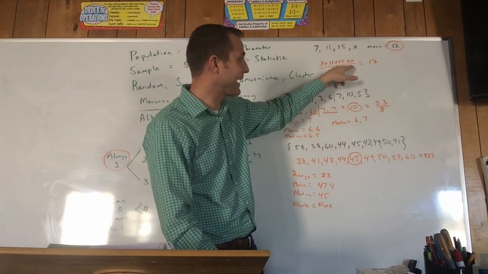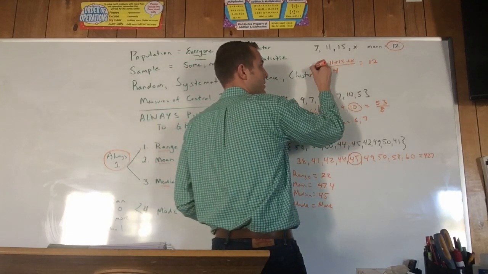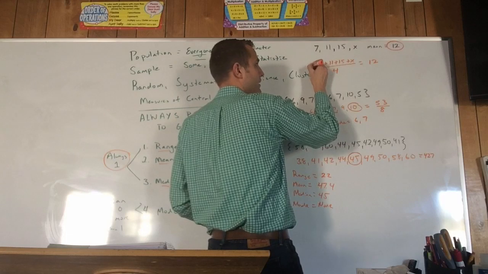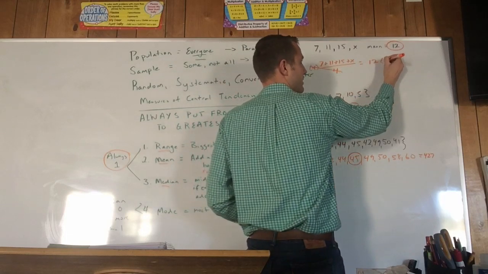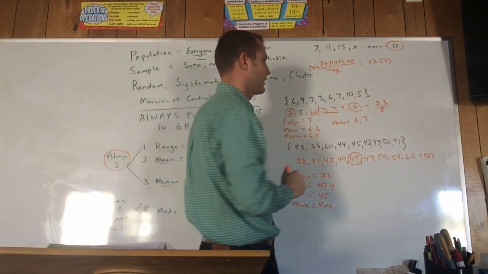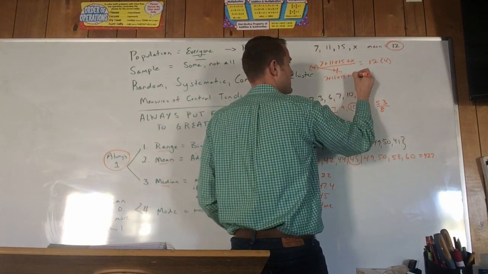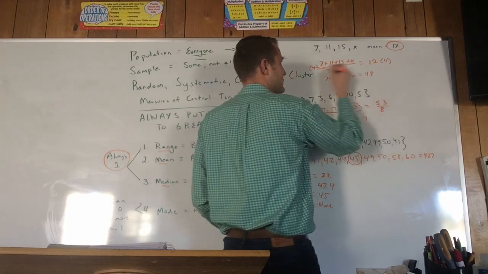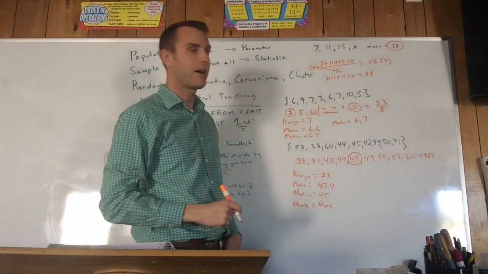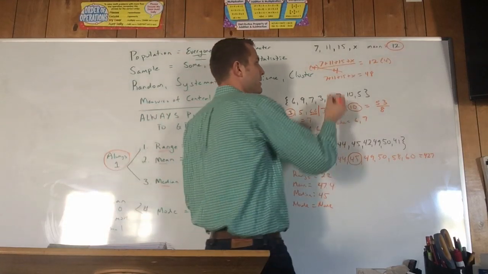Now to figure out what that x is, the first step is to isolate my variable. So I'm going to multiply both sides by 4. So I'm going to multiply my mean by how many numbers I have, including the variable. So now I have 7 plus 11 plus 15 plus x equals 48. Notice my 4 is canceled, so now I don't have a denominator. Now all I have to do is isolate my variable.